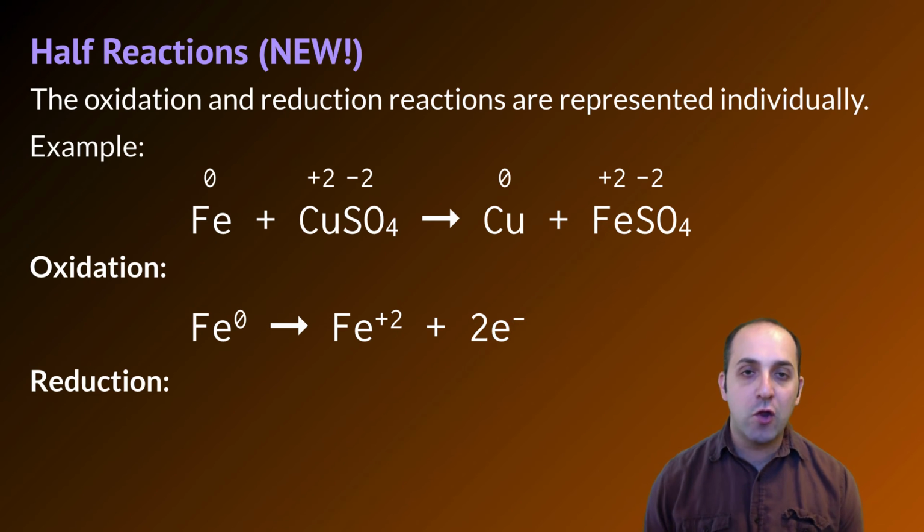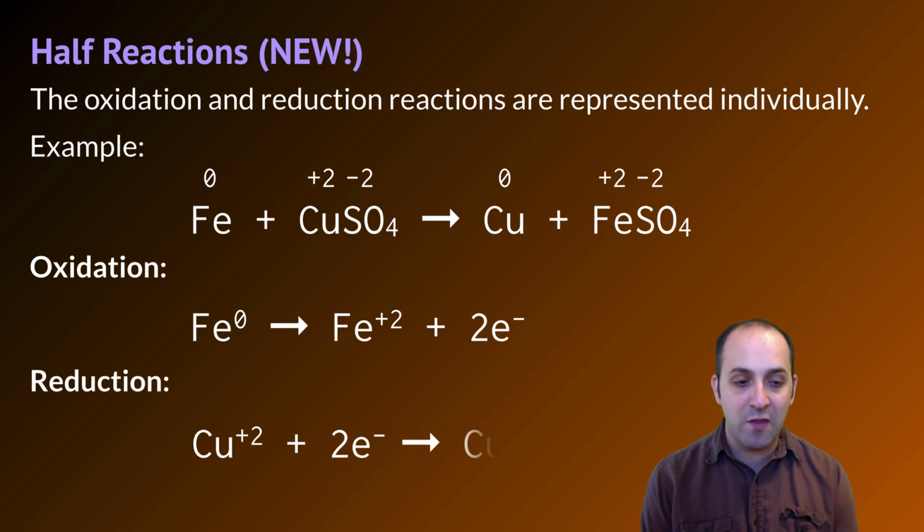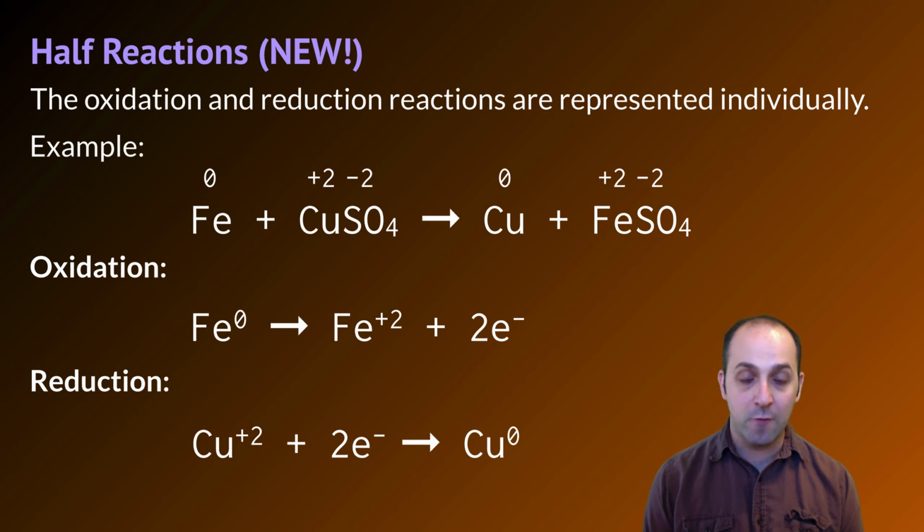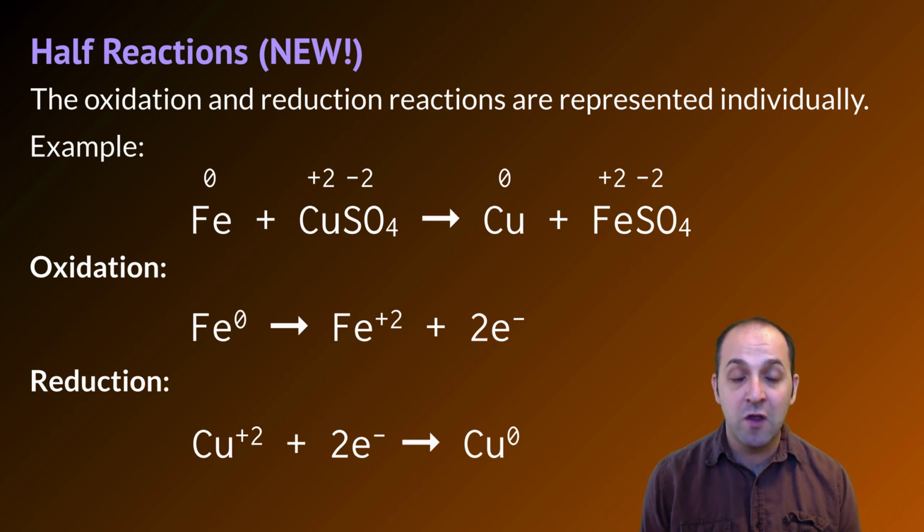Similarly, if we just wanted to look at the reduction reaction, we could represent it like this. Cu2+ plus 2 electrons gives us Cu0. Those are the half reactions. Notice that in the oxidation half reaction, the electrons are written as a product, and in the reduction half reaction, the electrons are written as a reactant.